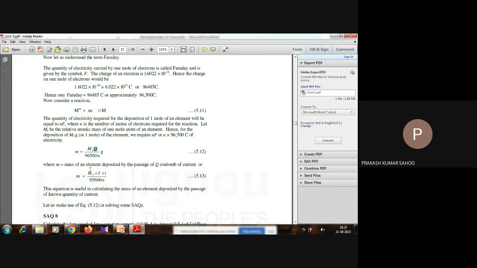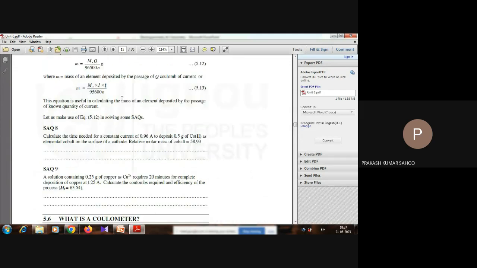So this much amount of mass will be deposited by passing the quantity of current, which depends on how much current is passed and for how many minutes or seconds. This will be the m. So the coulometry principle is just an overview of Faraday's law of electrolysis.